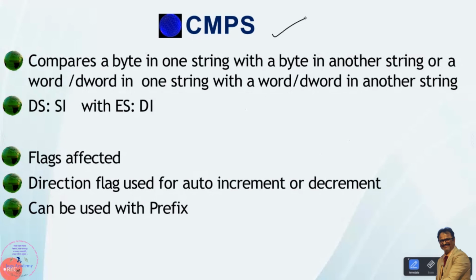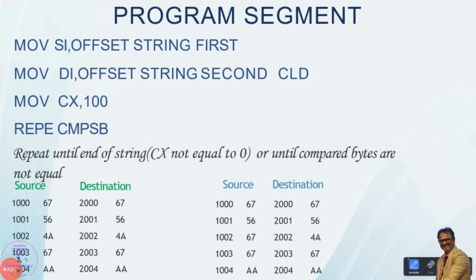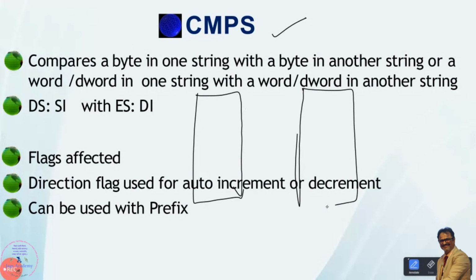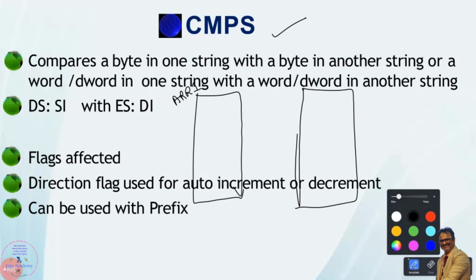See here, what it compares? Listen carefully. You have two memory locations. Two blocks of memory. I will write this as array 1, and I will write this as array 2.